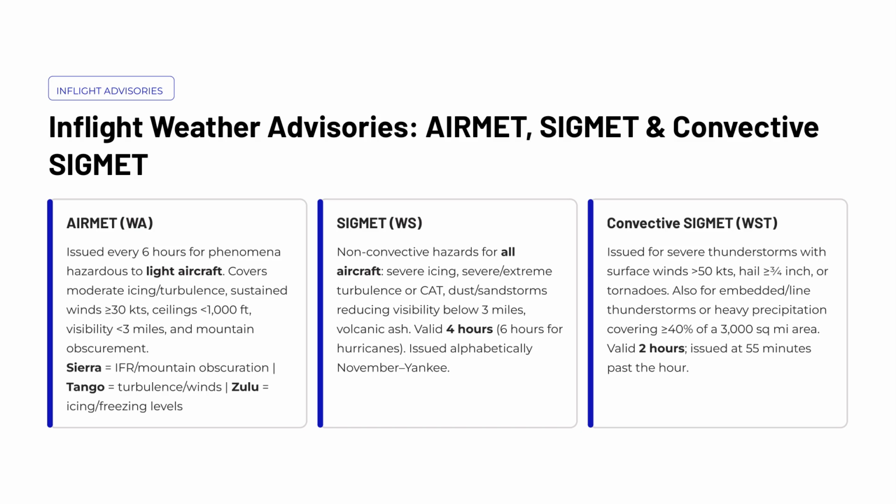They are issued when severe thunderstorms produce surface winds exceeding 50 knots, hail 3/4 of an inch or larger, or tornadoes. They also cover embedded or line thunderstorms and heavy precipitation, affecting 40% or more of a 3,000 square mile area. These are valid for 2 hours and are issued at 55 minutes past each hour. Always check for these before and during flight.